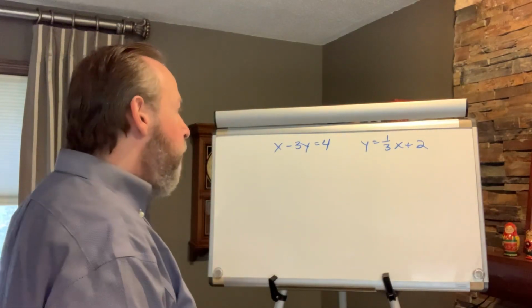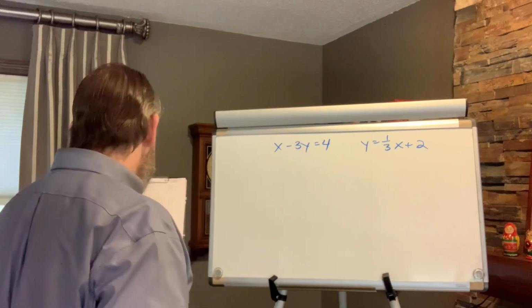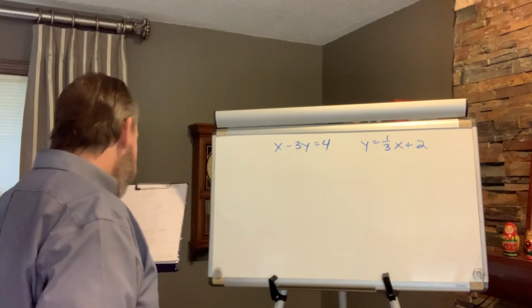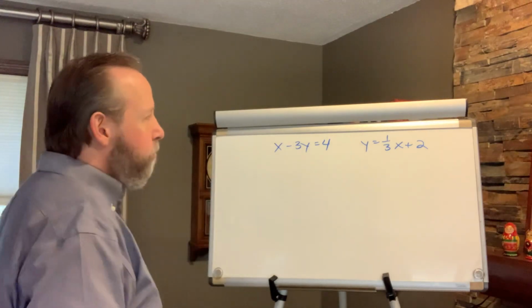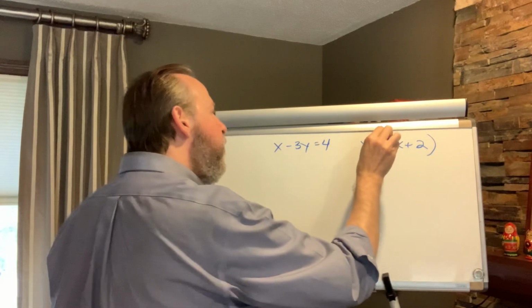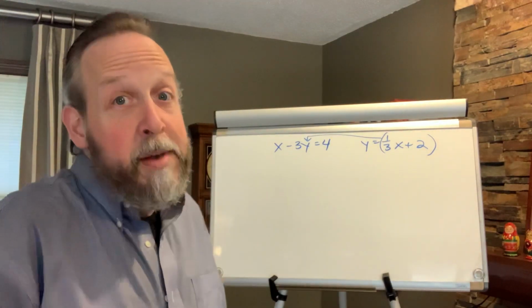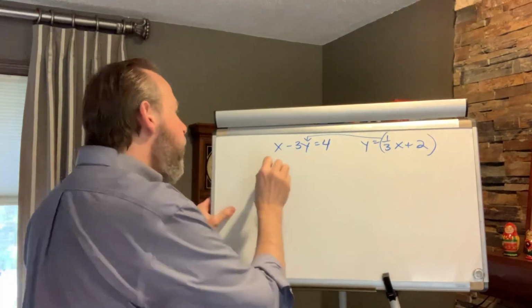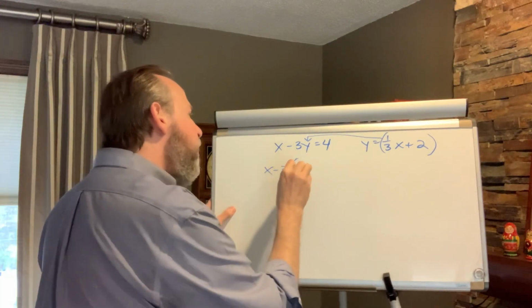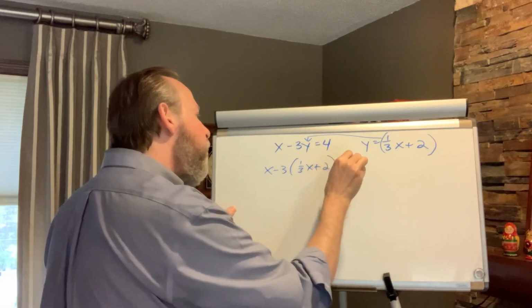Once again, I got to solve this somehow. What should you do? Well, it's really up to you. I'm going to do the same thing I did last time. Plug this into y. It was already set up that way. It makes it easier anyway. X minus 3 times 1/3 x plus 2 equals 4.